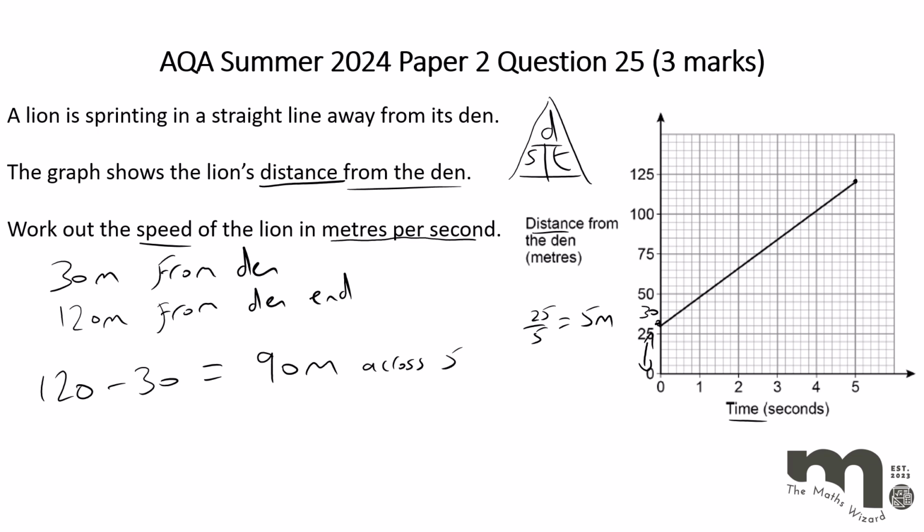Remember what I said? Distance divided by time. So if we do 90 divided by 5, he will have done 18 meters per second.